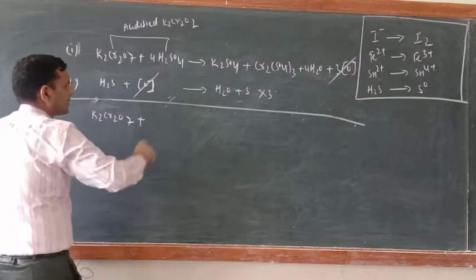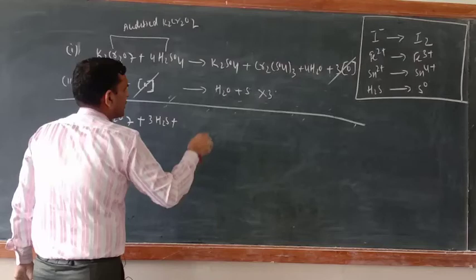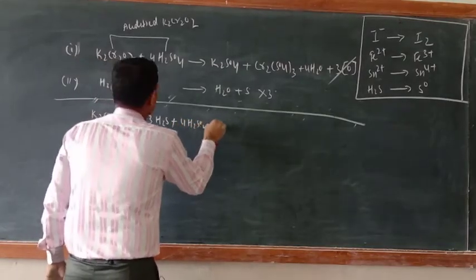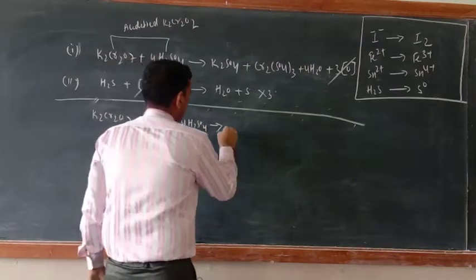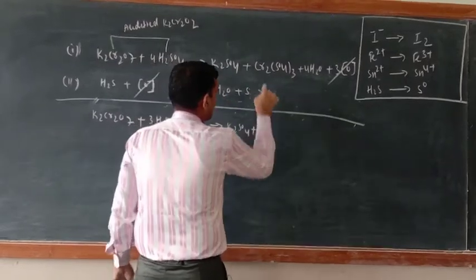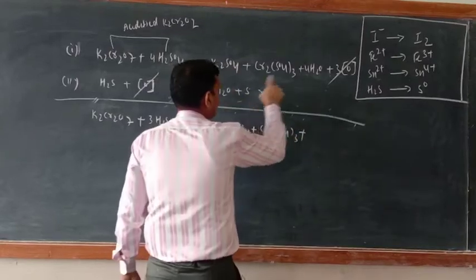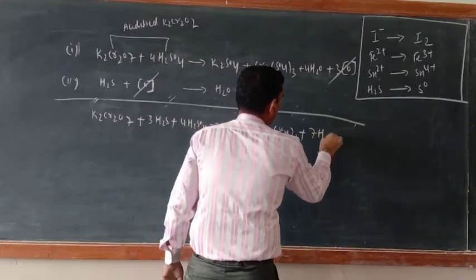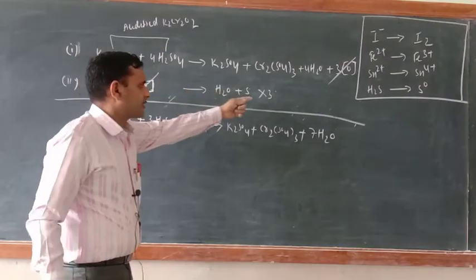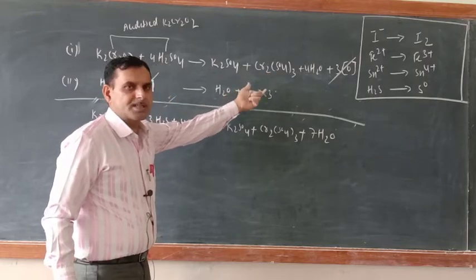K2Cr2O7 plus 3H2S plus 4H2SO4. Now what is the product here? K2SO4 plus Cr2(SO4)3 plus 7H2O. Almost everywhere 7H2O has come, and almost everywhere the second equation has been multiplied by 3, because in the first step the nascent oxygen evolved was 3 only.